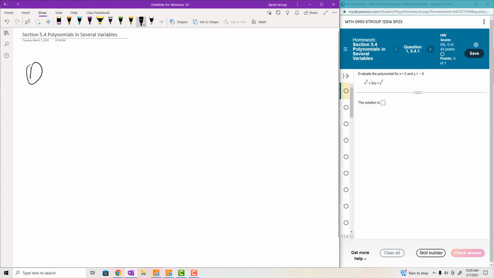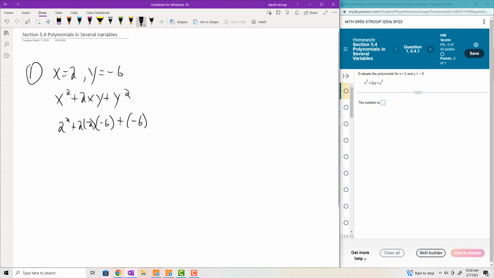So problem 1. Let x equal 2 and y equal -6 in our expression, x squared plus 2xy plus y squared. So wherever you see x, you're going to put 2. So I'll have 2 squared plus 2 times 2. And wherever you see y, you're going to put a -6, times -6, plus (-6) squared. Okay, and then you simplify.